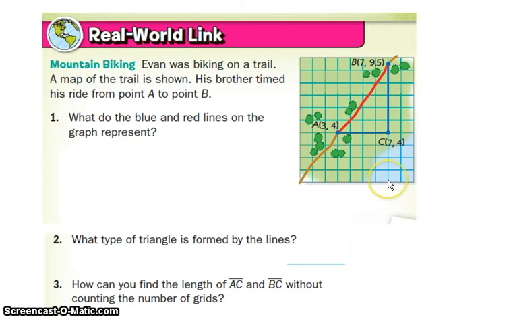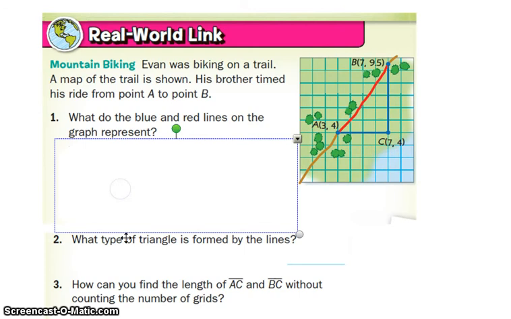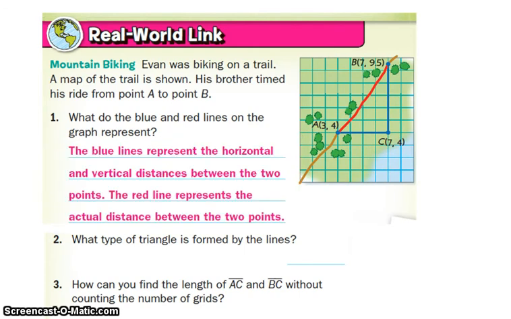Okay, question 1. What do the blue and red lines on the graph represent? So take a few minutes here and look at this picture and write down in your book what the blue lines represent. Okay, so let's see what you had here. The blue lines represent the horizontal and vertical distances between the 2 points. The red line represents the actual distance between the 2 points.